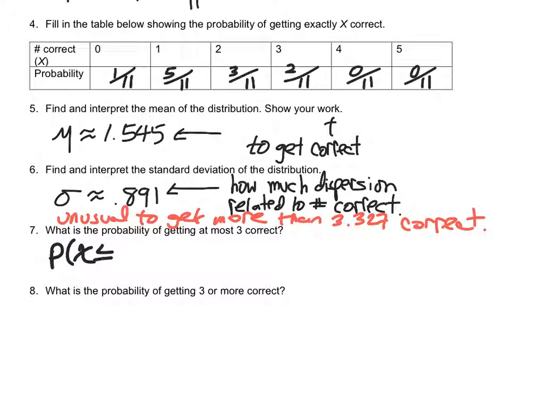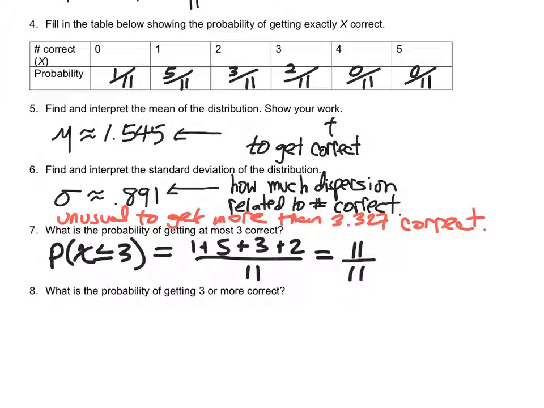So x has to be less than or equal to 3. So 1 plus 5 plus 3 plus 2 all over 11. So we're really doubling down on this idea that you've got to study for multiple choice assessments, because all this is saying is that at most 3 correct is talking about the probability of failing, right? So it's a certainty based off of this collected data.